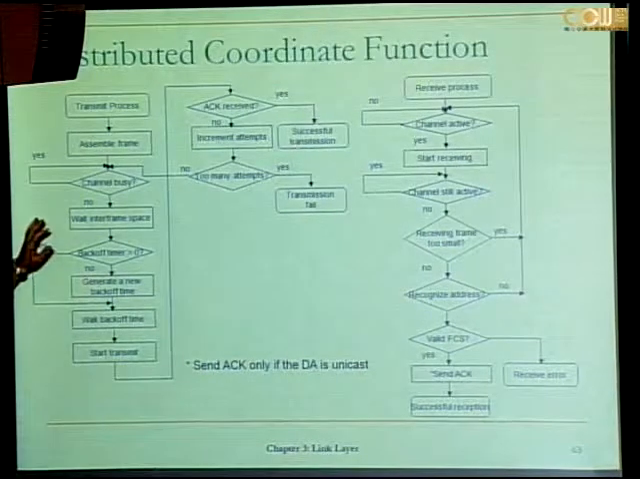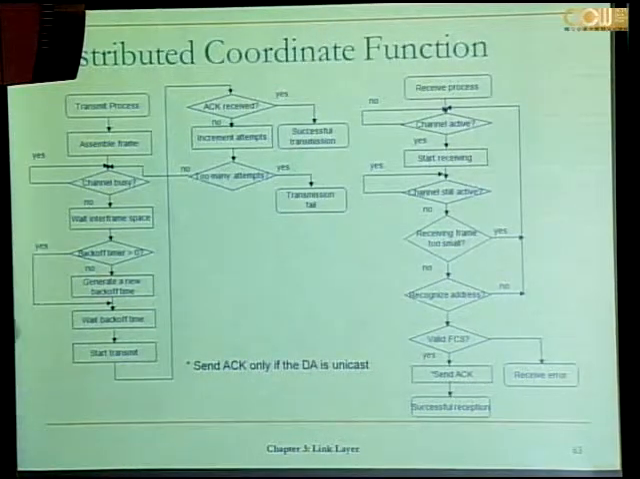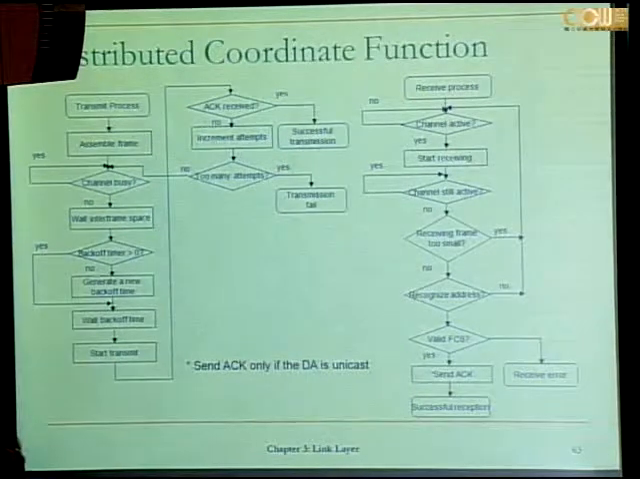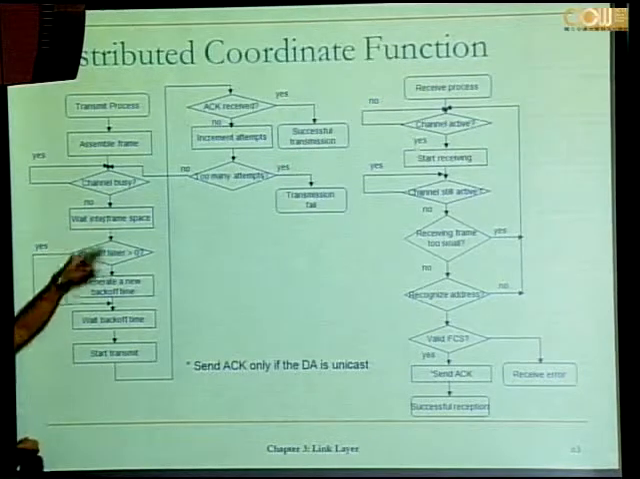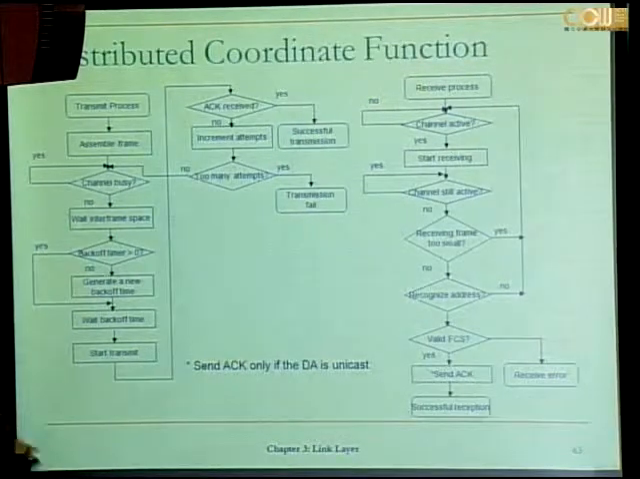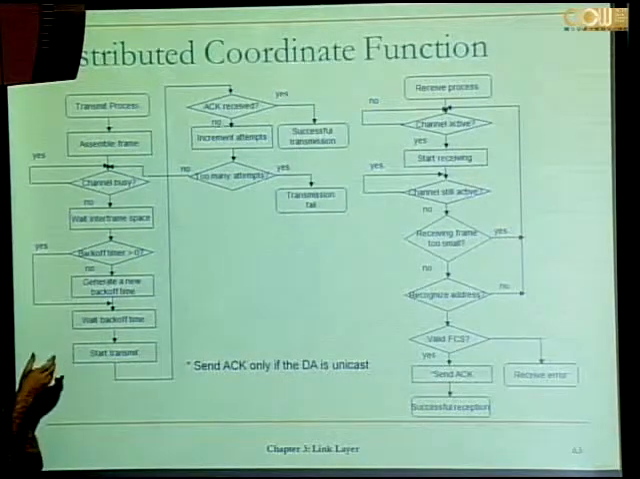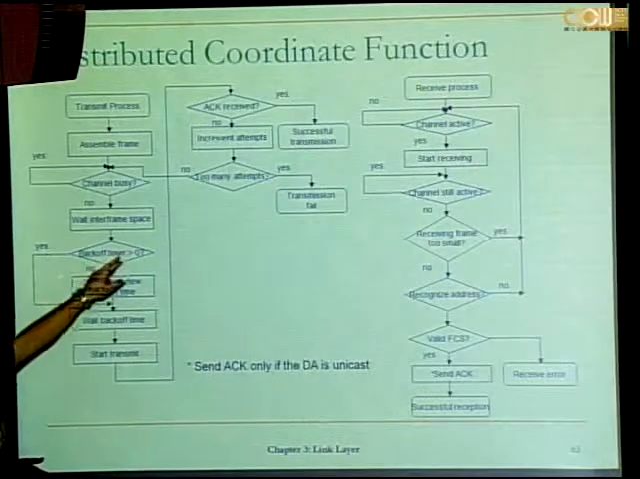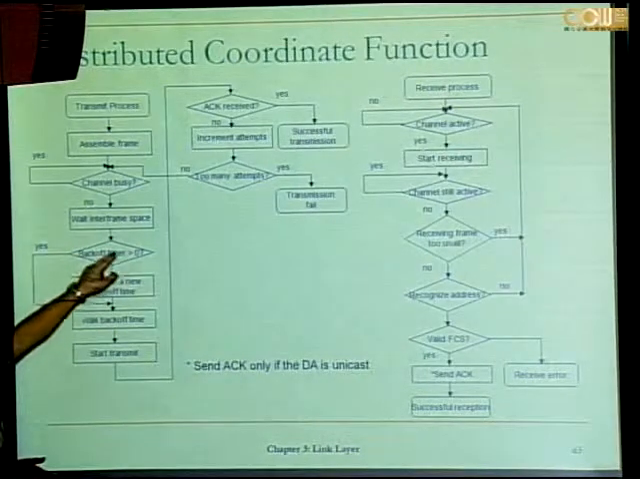On the transmit process, first of all you have a frame to transmit, then you sense the channel. If the channel is busy, you keep sensing. If the channel is idle, then you wait an interframe gap, which is called IFG. And then in addition to that interframe gap, you also do a random backoff.